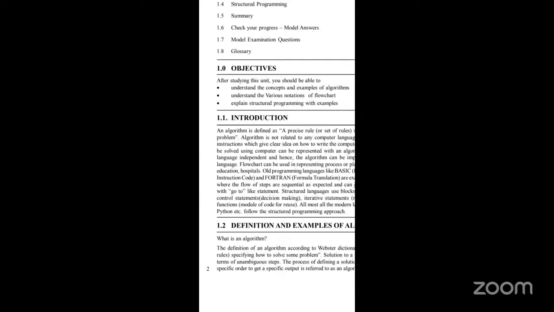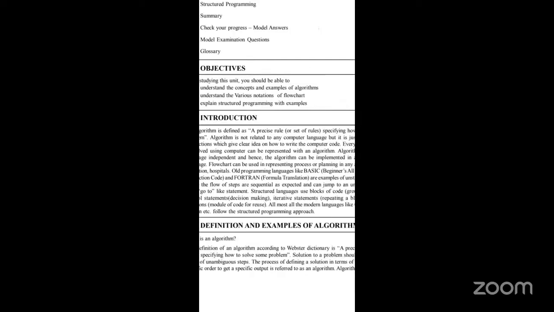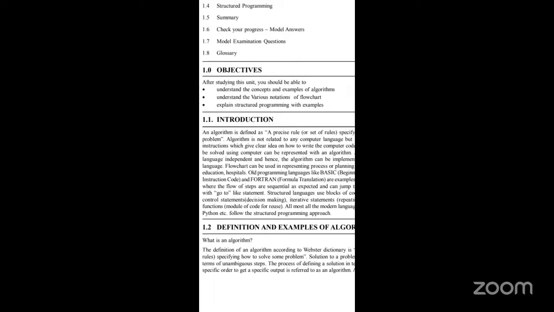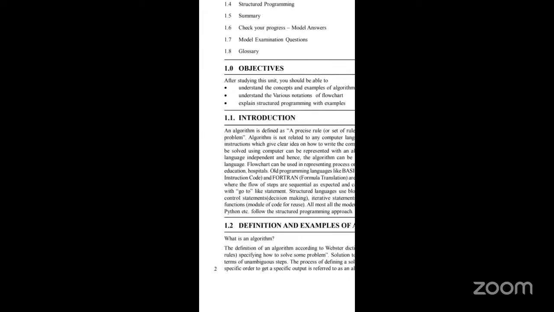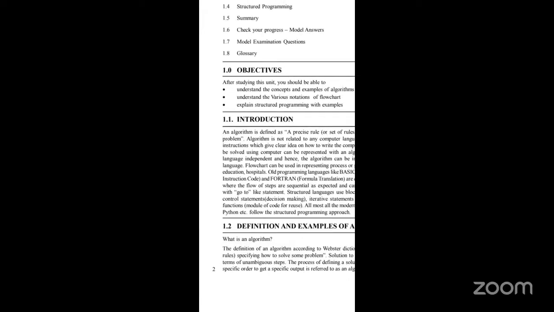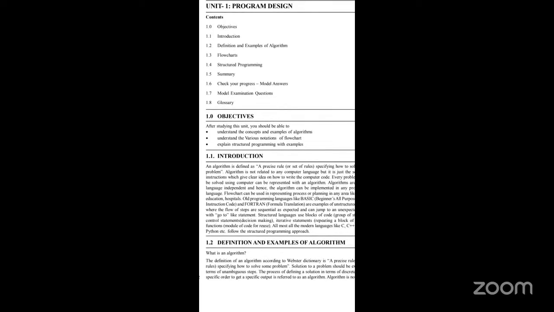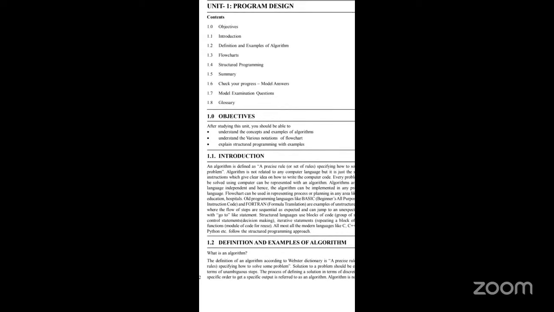A sequence of these steps gives us a clear idea of how to write computer code. An algorithm is not related to a computer language, but it is a sequence of instructions which gives us a clear idea on how to write that computer code. Every problem that can be solved using the computer can be represented with an algorithm.